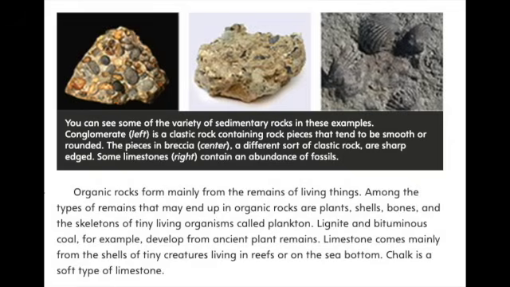Organic rocks form mainly from the remains of living things. Among the types of remains that may end up in organic rocks are plants, shells, bones, and the skeletons of tiny living organisms called plankton. Lignite and bituminous coal, for example, develop from ancient plant materials. Limestone comes mainly from the shells of tiny creatures living in reefs or on the sea bottom. Chalk is a soft type of limestone.